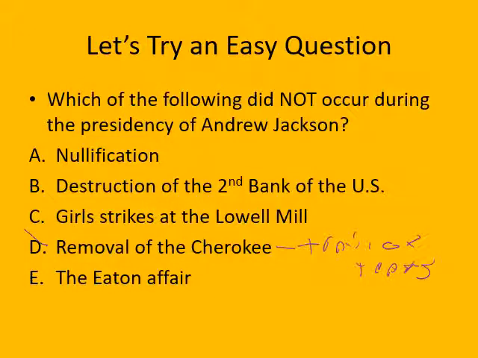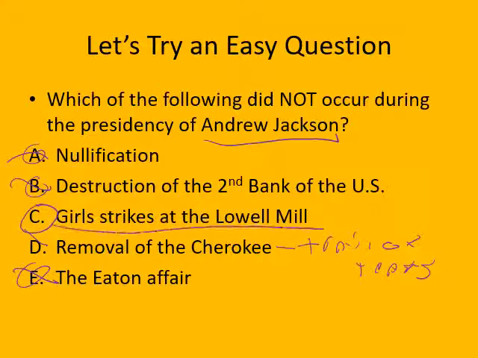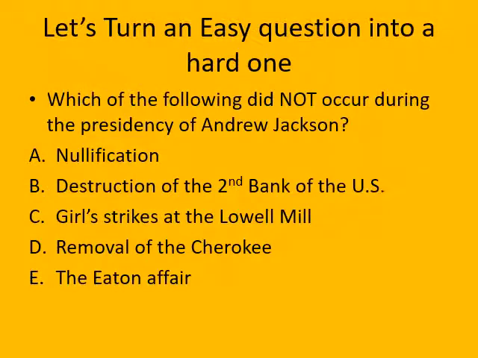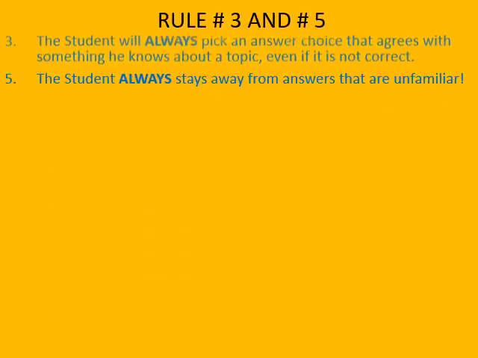You probably haven't heard of the destruction of the Second Bank, the nullification crisis, or the Eaton affair. But if you had, because we would have already learned about Andrew Jackson, you can eliminate all three of those. So even if you don't know about the Lowell Mill strikes, you would know that that is the correct answer. Maybe. So if you got that one right, good work. And try another one. We did that already. We're going to move on.